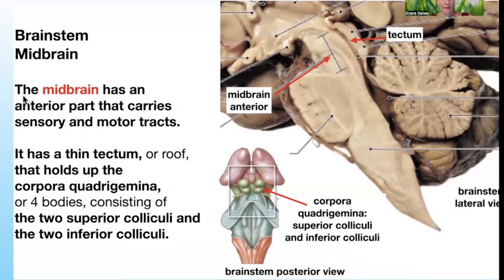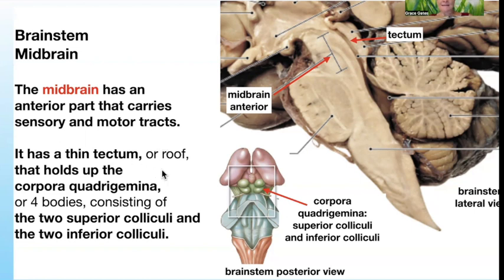Okay, the midbrain. The midbrain has an anterior part that carries sensory and motor tracts, because of course, as we've said for the medulla and pons, the sensory tracts have to get up into the brain from the spinal cord, and the motor commands have to get down from the brain into the spinal cord. So there's a lot of ascending and descending traffic through the midbrain.